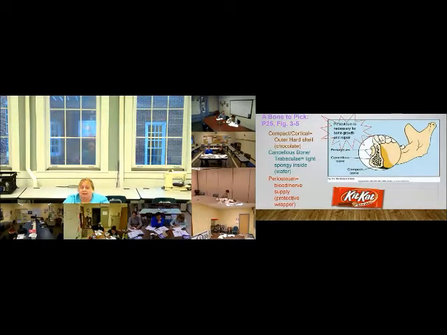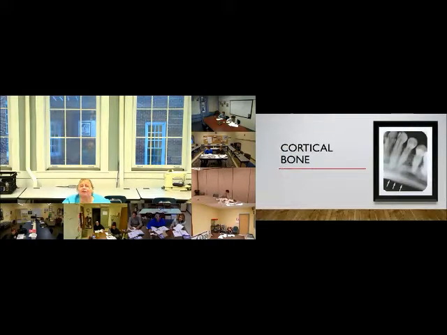The periosteum is necessary for bone growth and repair. So the bone needs to have this outer protective wrapper to be able to grow and live well. So what this looks like on X-ray is the way that we're going to see it most often. And so if you look here, the arrows in this picture are pointing to the cortical bone.